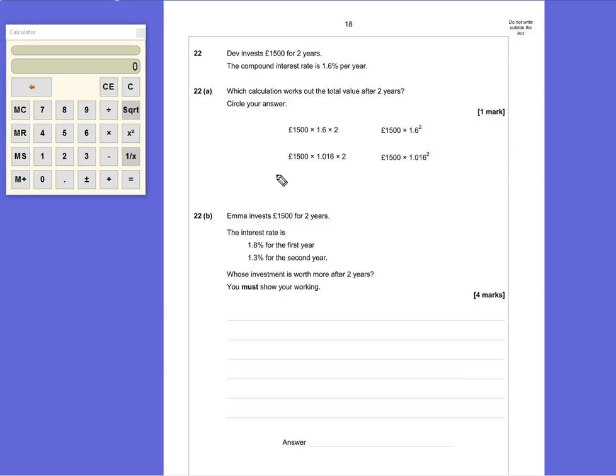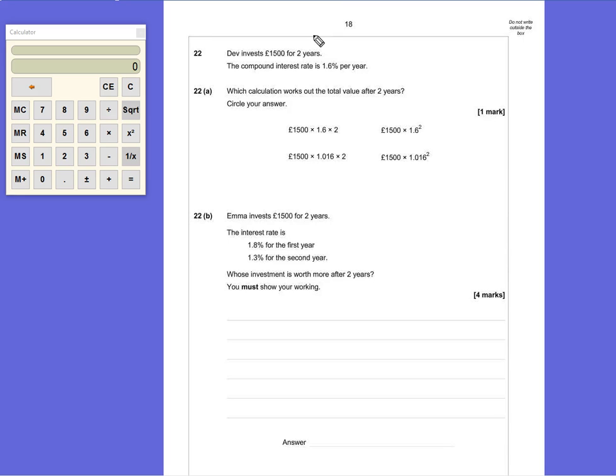Question 22. Dev invests £1,500 for 2 years. The compound interest rate is 1.6% per year. For question 22a, which calculation works out the total value after 2 years? Circle your answer.